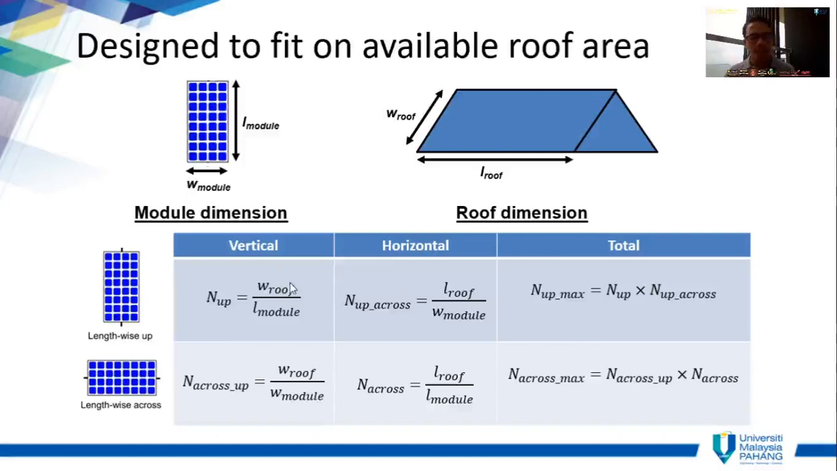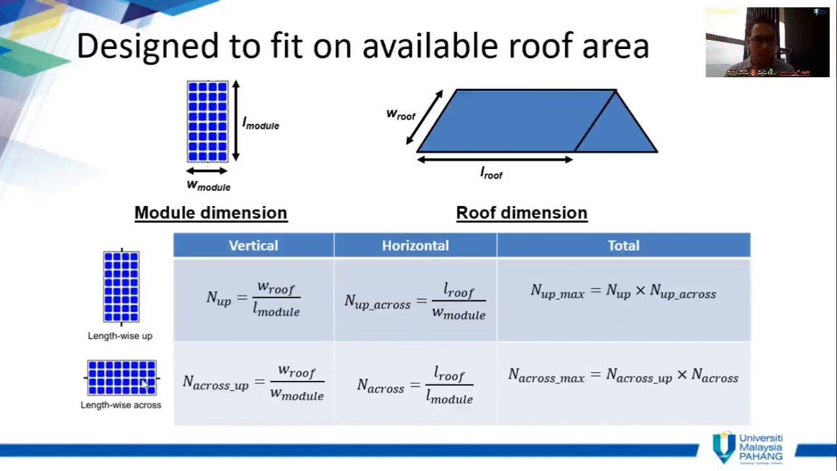Then you're going to get some number. While for the horizontal part, we define it as N up across, because lengthwise up means standing upright, across the length of the roof. That's why we call it N up across. So it is the length of the roof over the width of the module. So you will get another number, and then for the total, you just multiply both numbers.